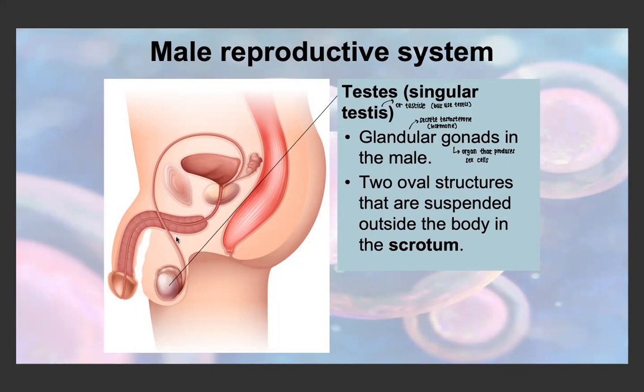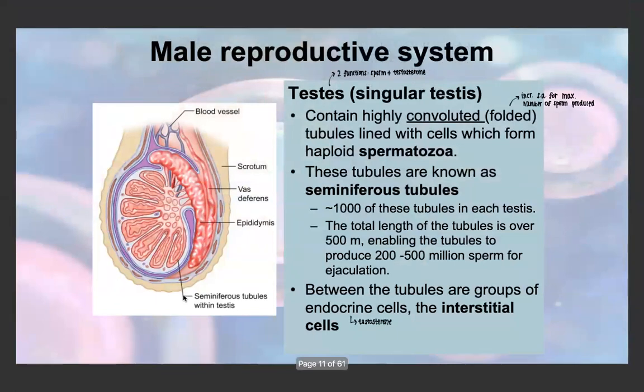The testes are two oval-shaped structures suspended outside the body in the scrotum. Looking at the structure of the testes in slightly more detail, they contain highly folded, highly convoluted tubules that are lined with cells which form spermatozoa, so immature sperm or sperm. The function of the testes being folded or convoluted is that it increases the surface area for the maximum amount of sperm produced. These tubules are known as seminiferous tubules.